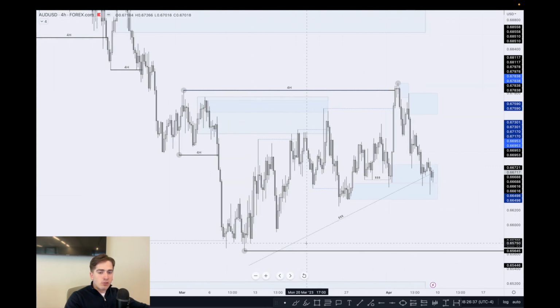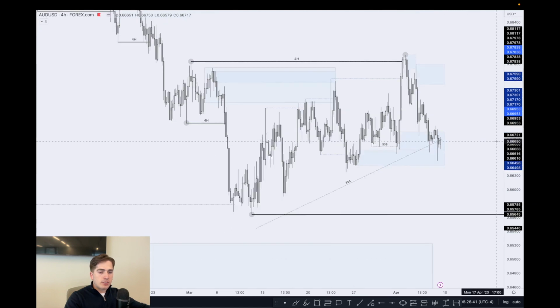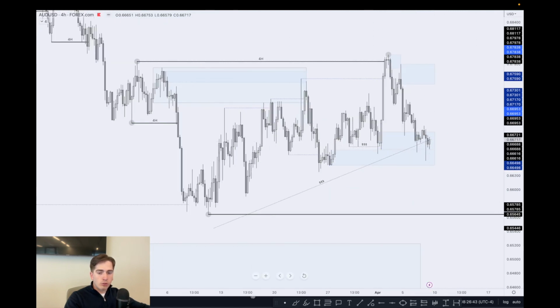We still have a lot of liquidity over here underneath this trend line. So I do definitely see still potential for Aussie dollar to drop off. We don't have any clear areas of fresh demand as well. Everything has already been taken.